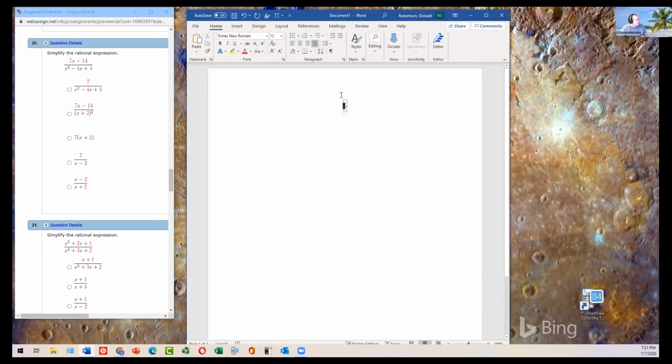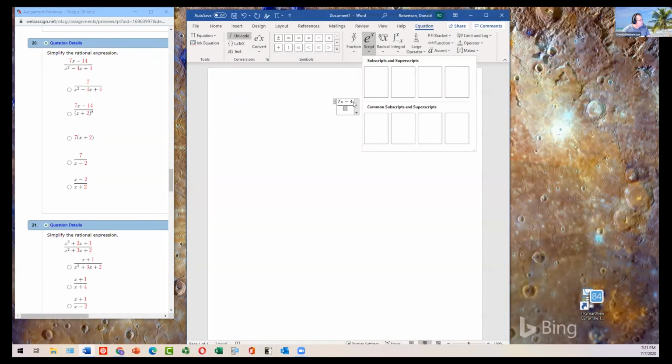And on that fraction, the top is 7x minus 4. And on the bottom we have x squared minus 4x and some other stuff. So let's see what that looks like. This is too slow, so I'm going to finish it. So we have an x squared, a take away 4x, and then we add 4.